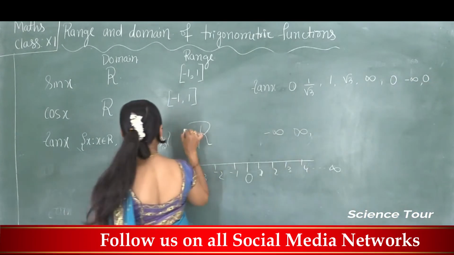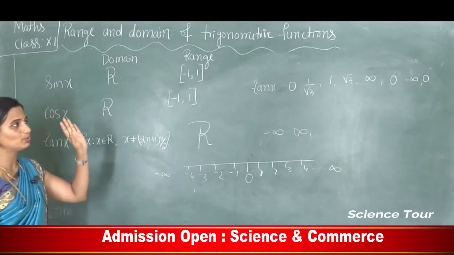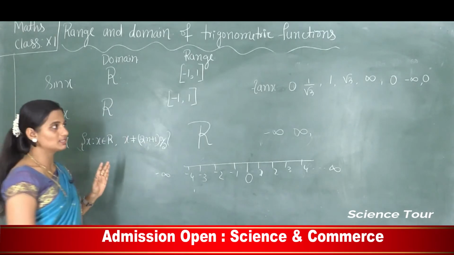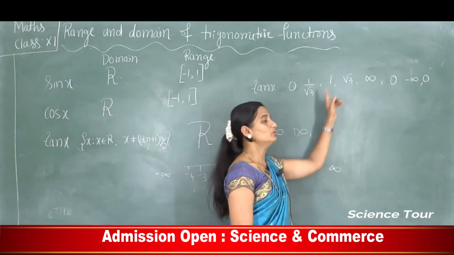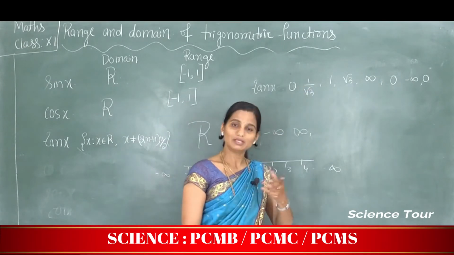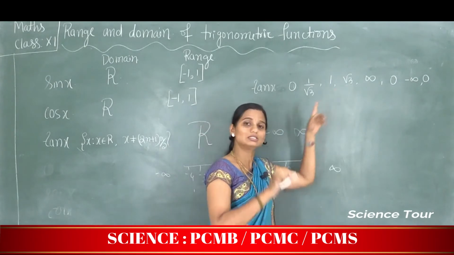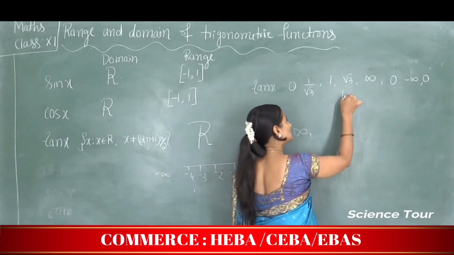So it means the set of all real numbers. Any value it takes between infinity and minus infinity. This is 1. Root 3 means 1.73, correct? So 1 by root 3 means some value we will get, and it is more than 1. Root 3 is 1.73. By this you can understand.